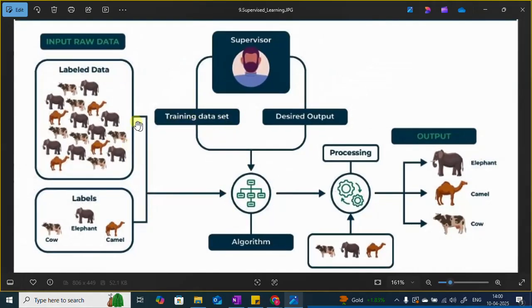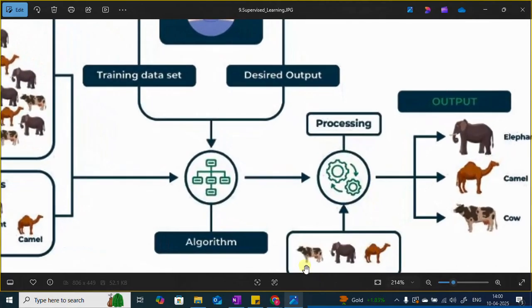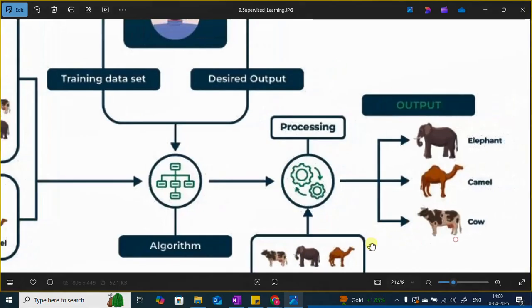Now what happens? I give this training data to this algorithm, and as the supervisor I am designing the output. Then, as part of processing, I give certain new images, three different animal categories. Now my model predicts: this picture is an elephant, this picture is a camel, and this picture is a cow.